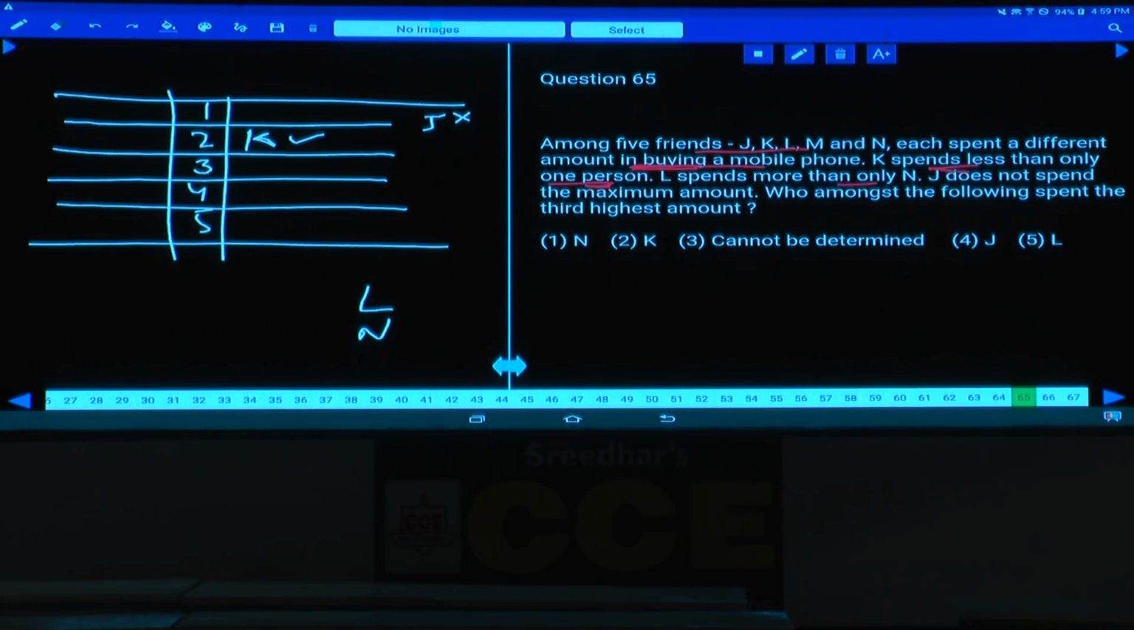L spends more than only N. As L is spending more than only one person, that is N, what is the order here? L and N must be here. As J cannot be at the first place, J must be here. Tell me who is the person, the third highest? That is J, choice 4.